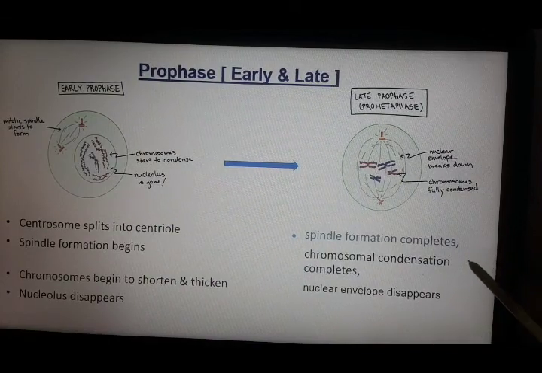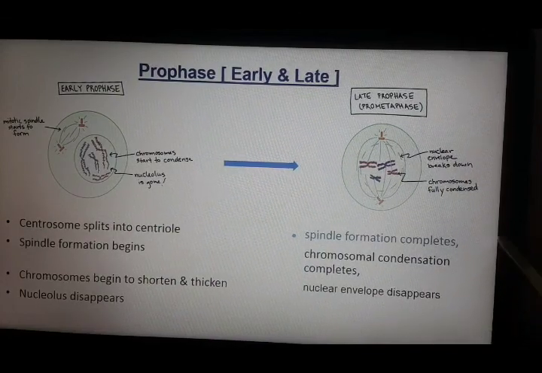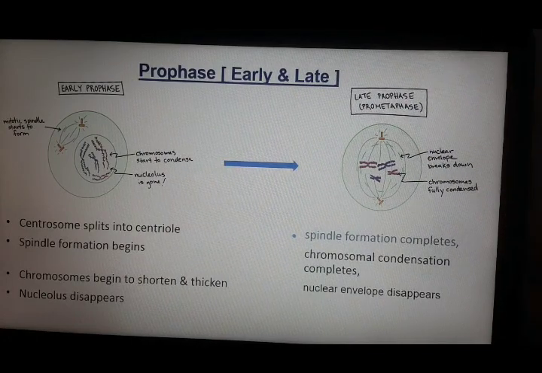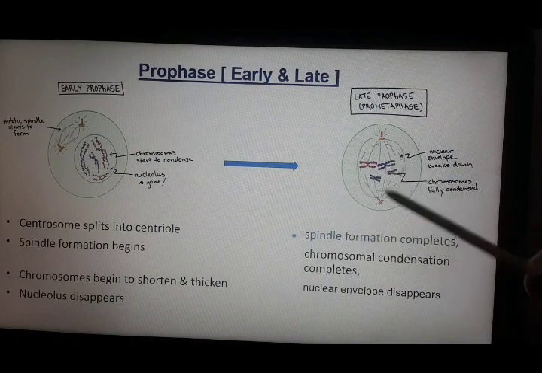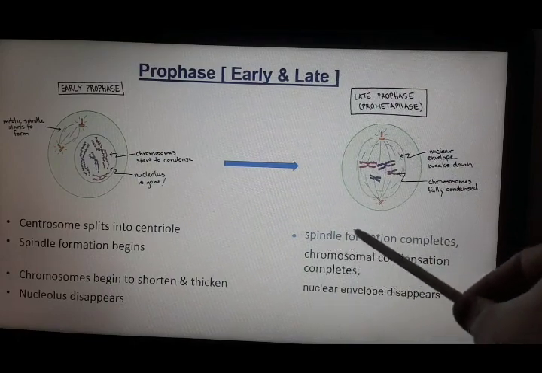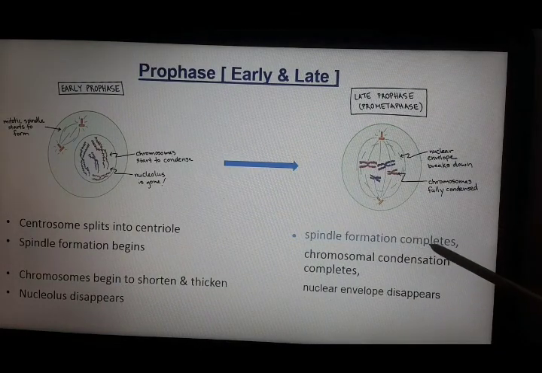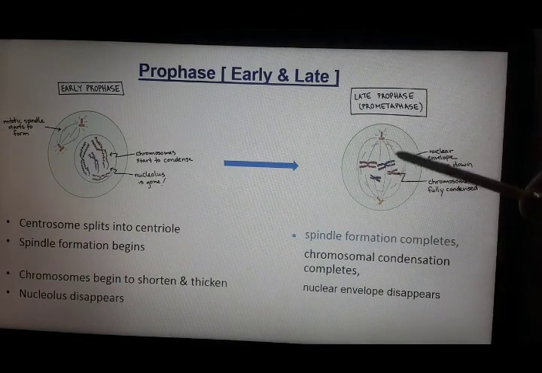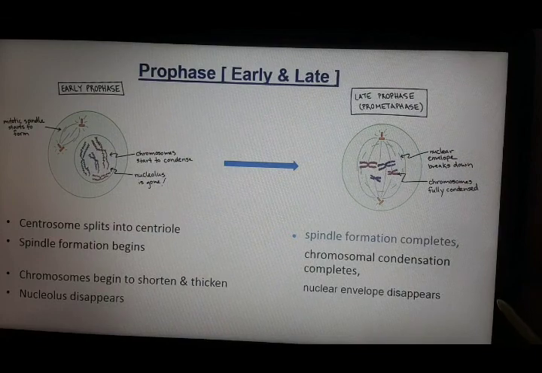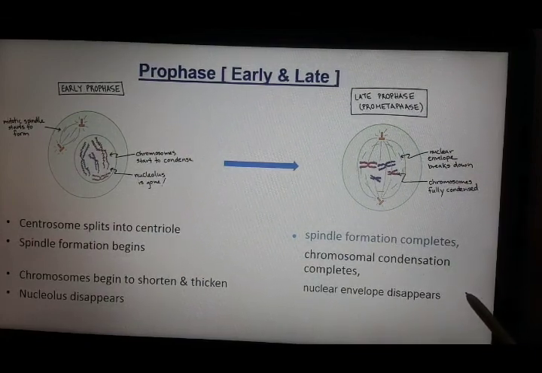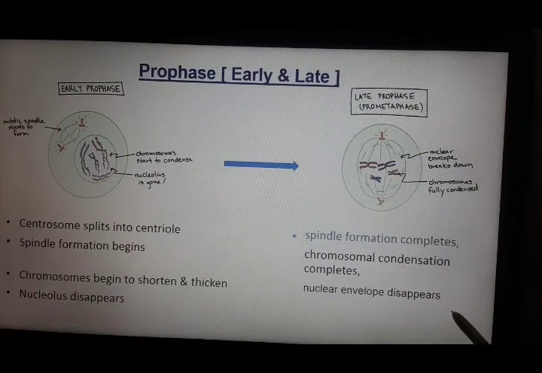On the other side, if you can see, this is late prophase. Some people do call it pro-metaphase because this is prior to metaphase, right? And the changes here are spindle formation is completed. In early, it started. Now, in late prophase, it is completed. If you can see, all the spindle fibers are connecting the 2 poles. Chromosomal condensation is also completed. That means now finally the chromosomes are condensed, supercoiled, thickened.